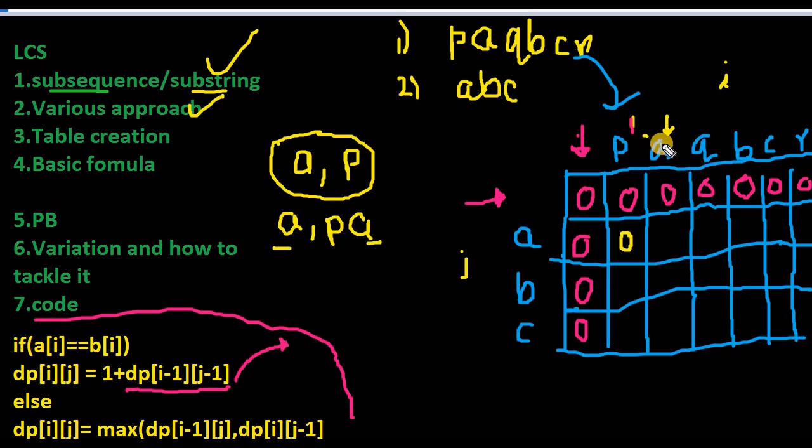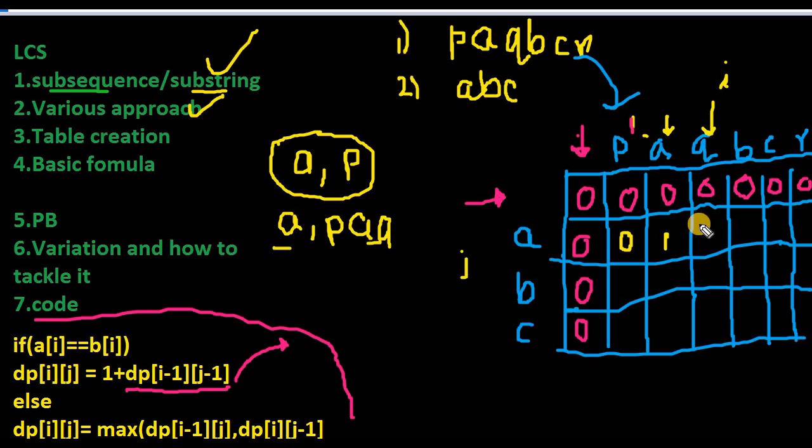In this case, because these two matched, we will do 1 plus the last diagonal value. This will be 1. This particular value represents the number of common elements in P, A and A from this particular string. After that we will go to the Q position. So again it will be compared between P, A, Q and A.